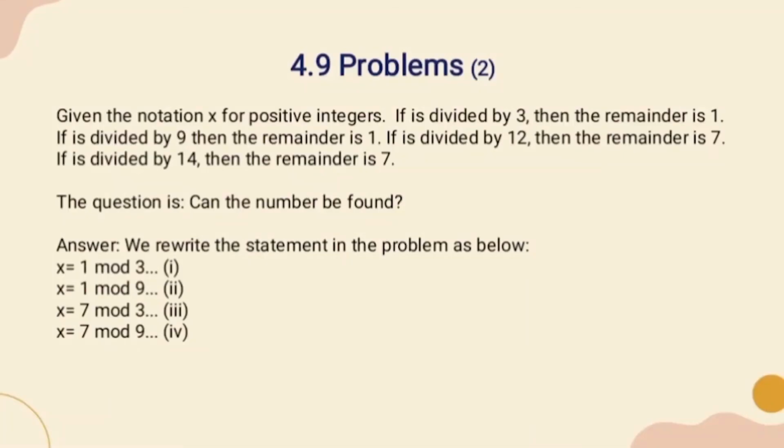Thank you. Problem 2. Given a positive integer x, if it's divided by 3, the remainder is 1. If it's divided by 9, the remainder is 1. If it's divided by 12, the remainder is 7. If it's divided by 14, the remainder is 7. The question is, can the number be found? Answer. We will rewrite the statement as below: x equals 1 mod 3, x equals 1 mod 9, x equals 7 mod 12, and the last, x equals 7 mod 14.